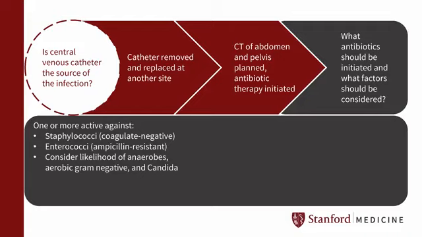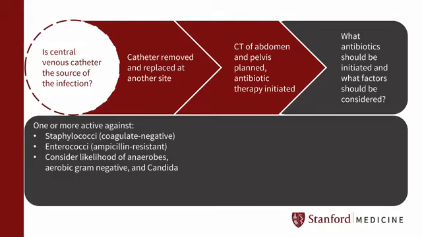Taking all this into account, our empiric choice of antibiotics should include one or more agents active against staphylococci, including especially coagulase-negative staphylococci because of the possibility of central venous catheter infection. It should also provide coverage of enterococci because of the possible intra-abdominal source of infection, and given that this infection occurred in an inpatient while receiving ampicillin-sulbactam, we would assume that an enterococcus would be ampicillin resistant.